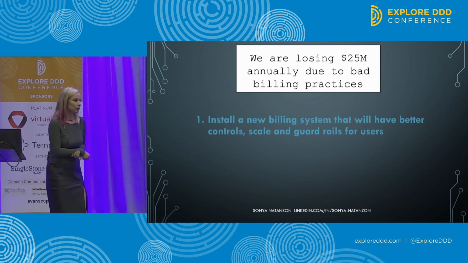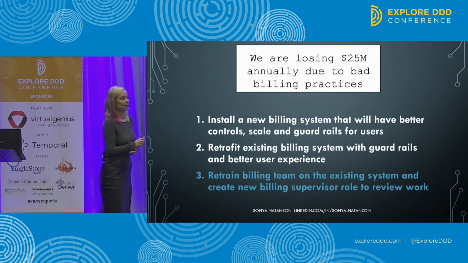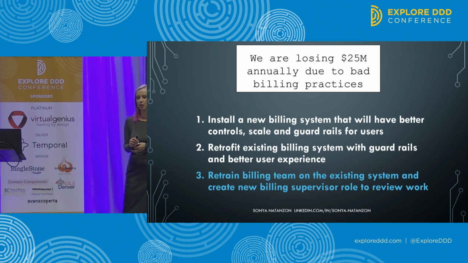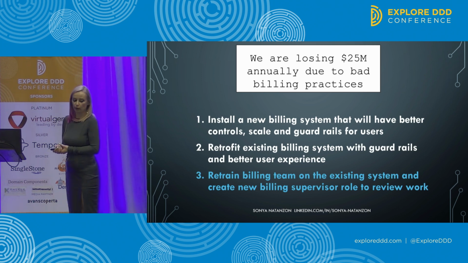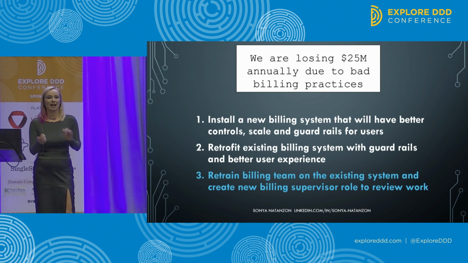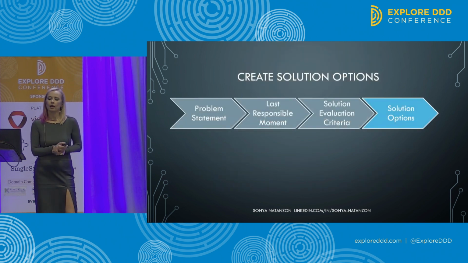So we come back to our problem statement, and we now have 3 solution options. We have our new billing system solution, we have retrofit an existing billing system solution, and we have one radically different option. Notice it's not even a technology solution. We don't write any code here, we just train some people, get a new role, and we think it's going to help us with that $25 million loss. Now that we have some options, is it decision time?